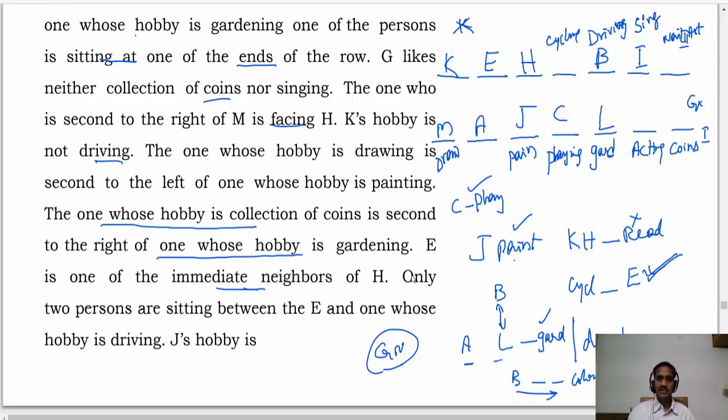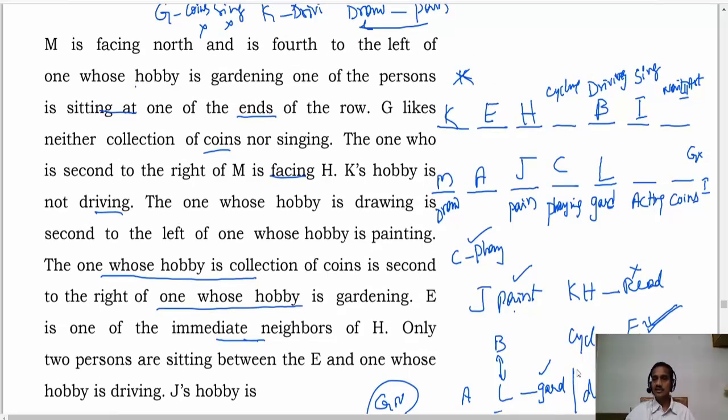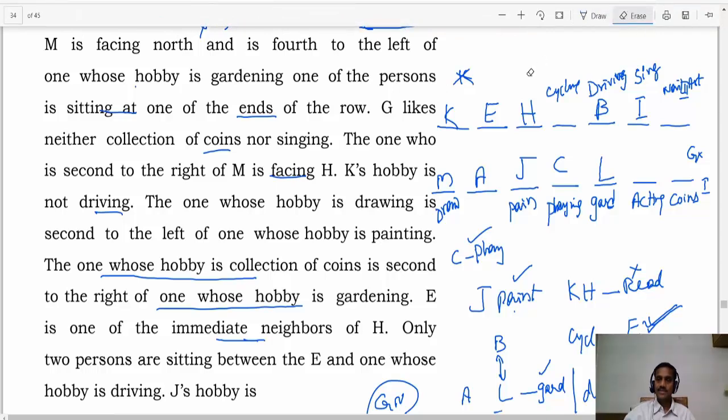Now coloring and B. Tell me one piece of information here. Coloring is south to the right of B. If B is here, coloring is south to the right of B, not possible. Right? If B is here, then 1, 2, 3 coloring would have to be here, not possible. B is already here. There must be 3 persons between coloring and B. Hence this K must be coloring.